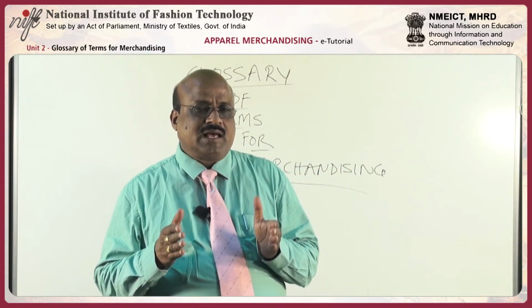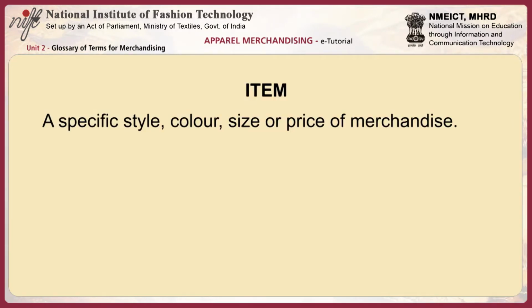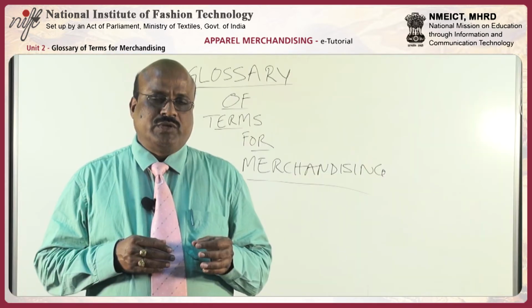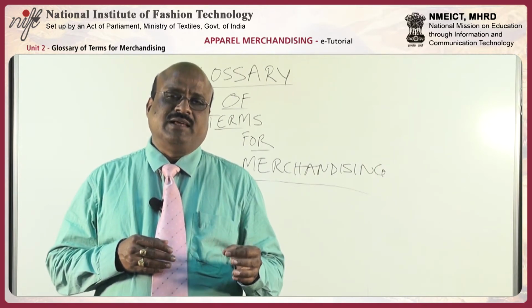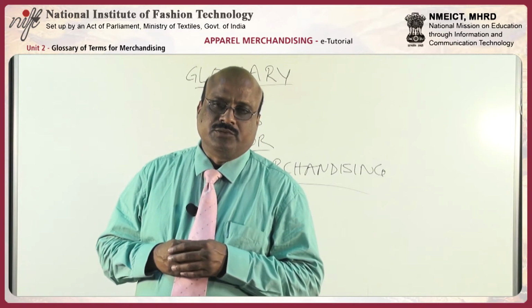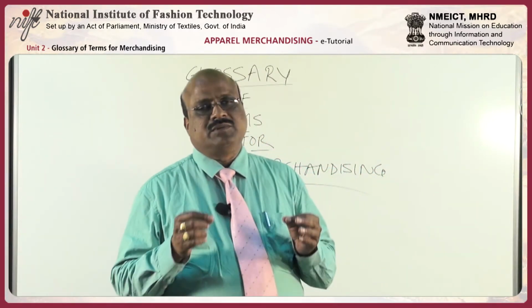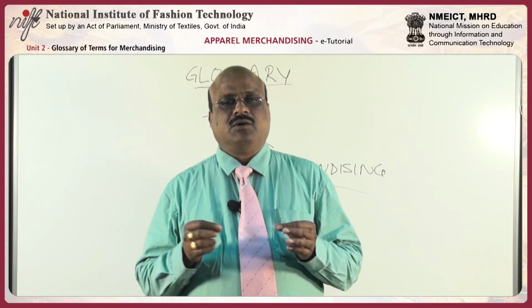The next term is item. So what is an item? An item is a specific style, color, size or price of the merchandise. An item can be identified as a SKU, stock keeping unit, also. So an item is an identification of a product with respect to style, color, size or price.